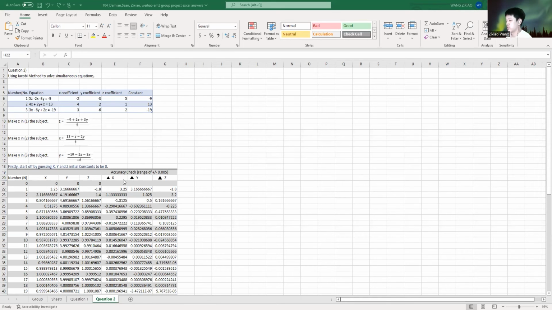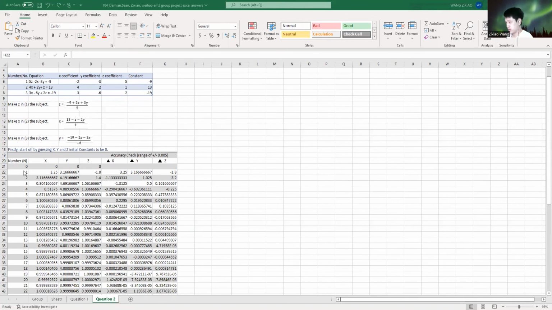And for the accuracy check over here, it will be using the current trial number minus the previous trial number. So for example, the trial 1 accuracy check for x is 3.25 because the trial 1 x number is 3.25 and the trial 0 x number is 0. So by subtracting the previous trial number from the current trial number, we get the accuracy check of x. And then so we will be using this cell formula to solve this question.